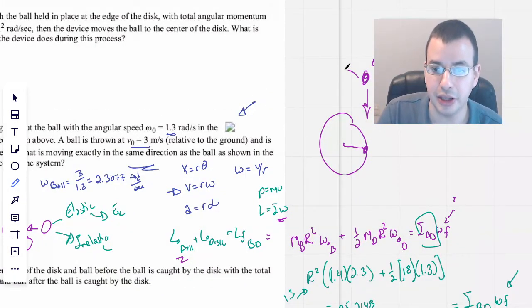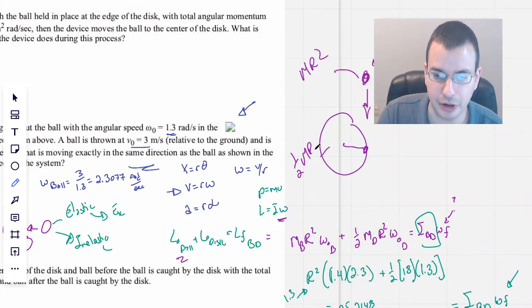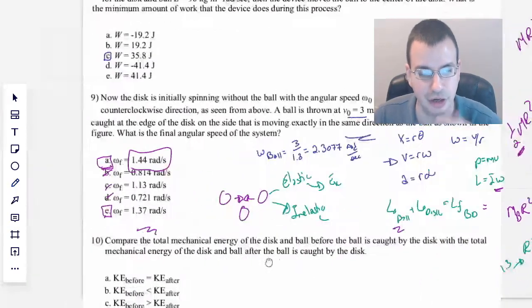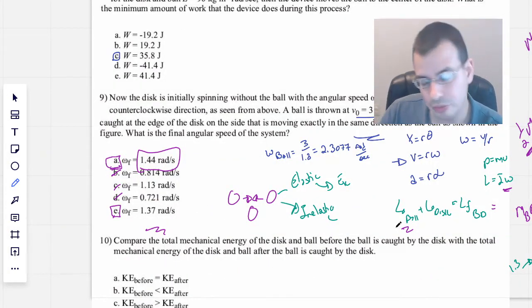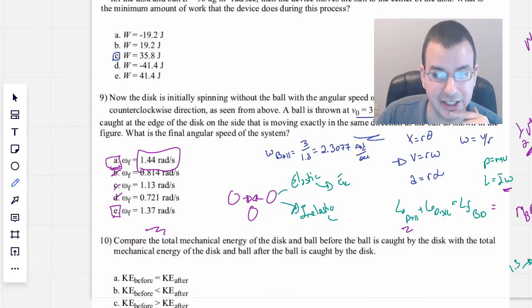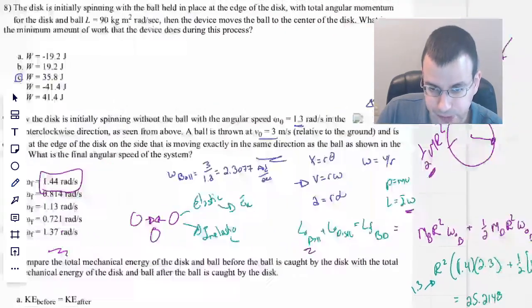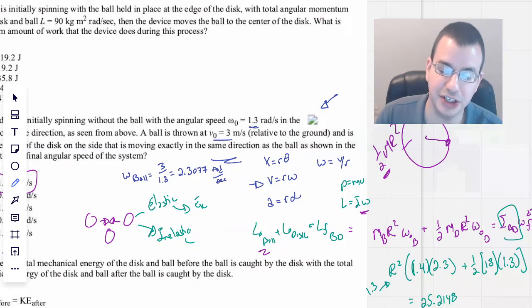So here the moment of inertia is mr squared, and the moment of inertia of the disk is 1/2 mr squared. I imagine if you forgot to take into account that 1/2, then you'd probably get something like the 1.37 radians per second. But the ball played a bigger role with respect to its mass than the disk did. Okay, so that is how we solve that part right there. Just conservation of angular momentum. Think of it as a normal collision.